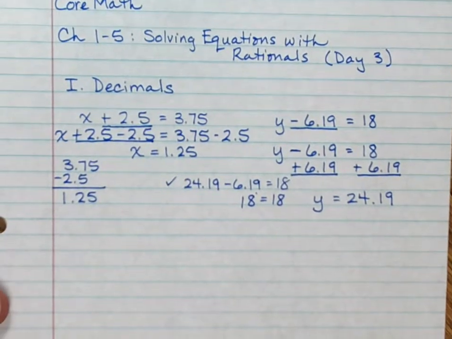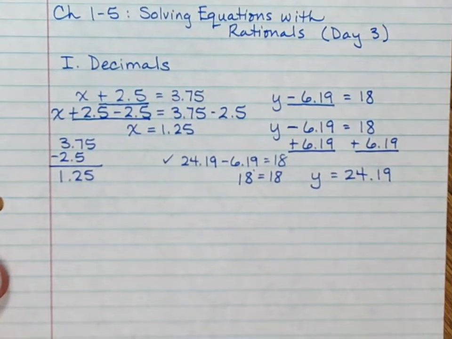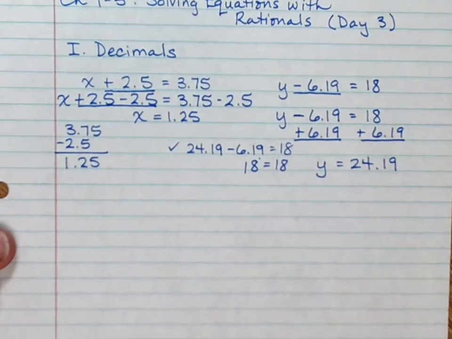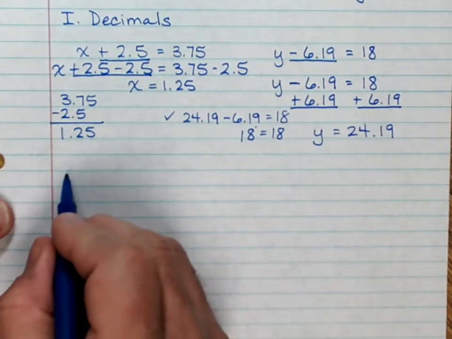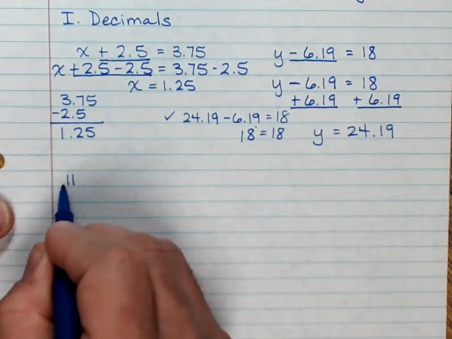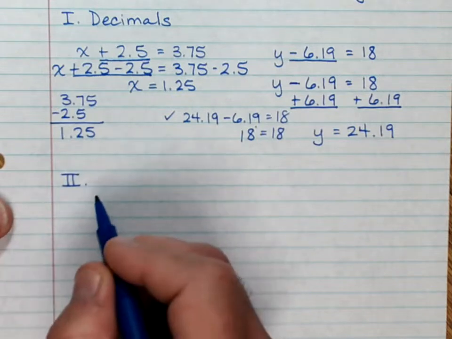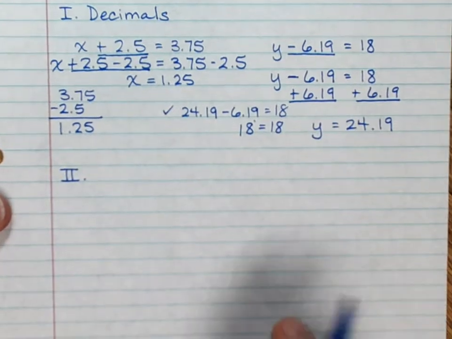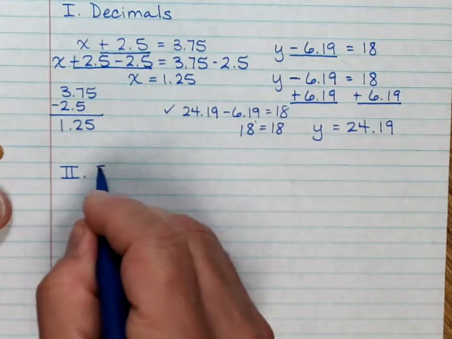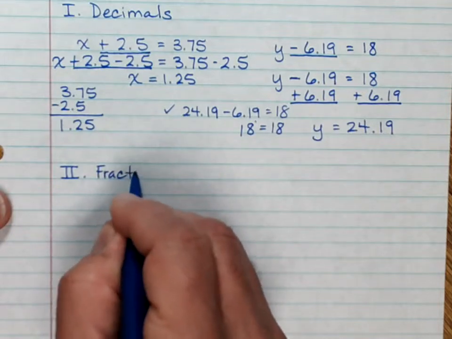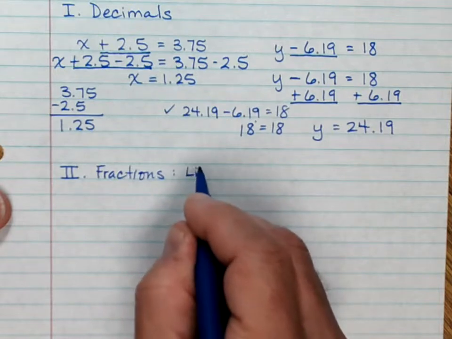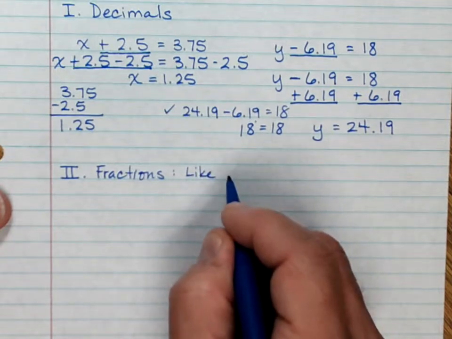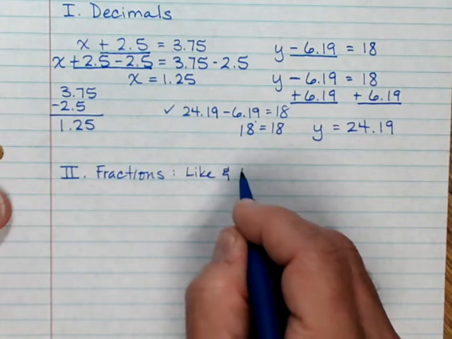So that's decimals. Decimals are pretty straightforward. There's a clearing the decimal technique, but I'm not going to use that today because of the problems we're working with. It won't be necessary. And generally I think you can solve these without clearing the decimal. But now we're moving on to fractions. And there's two types, of course. There are like fractions, and there are unlike fractions.